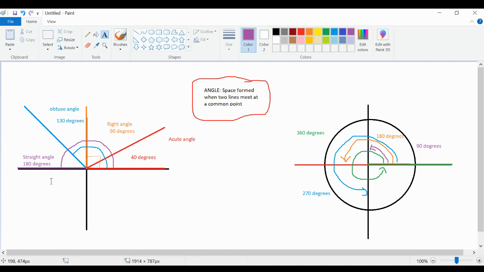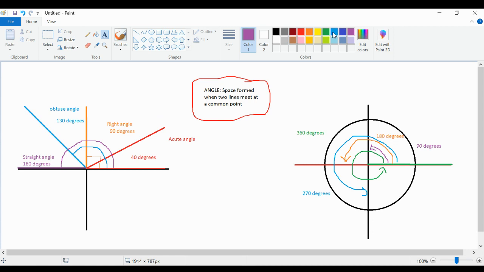Now we have one last angle to talk about, and that's an angle that's larger than 180, so bigger than a straight angle, but it's not going to be more than 360. We're not going to go multiple times around. That makes no sense with angles.